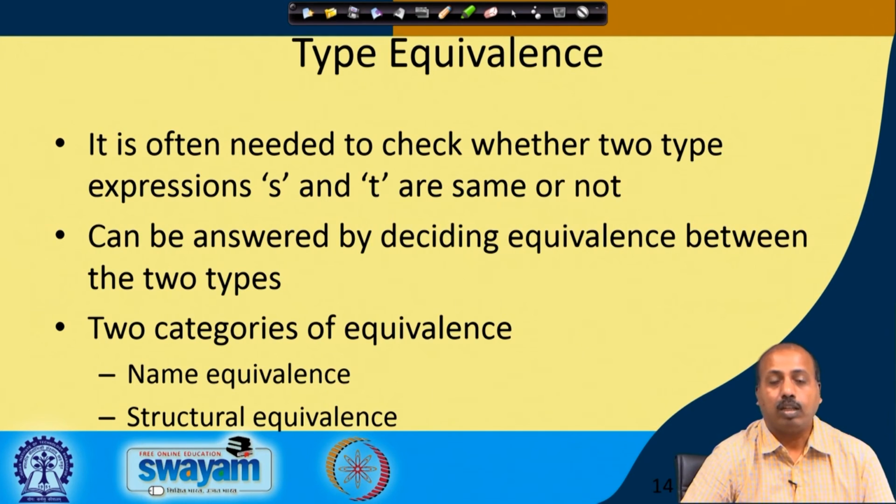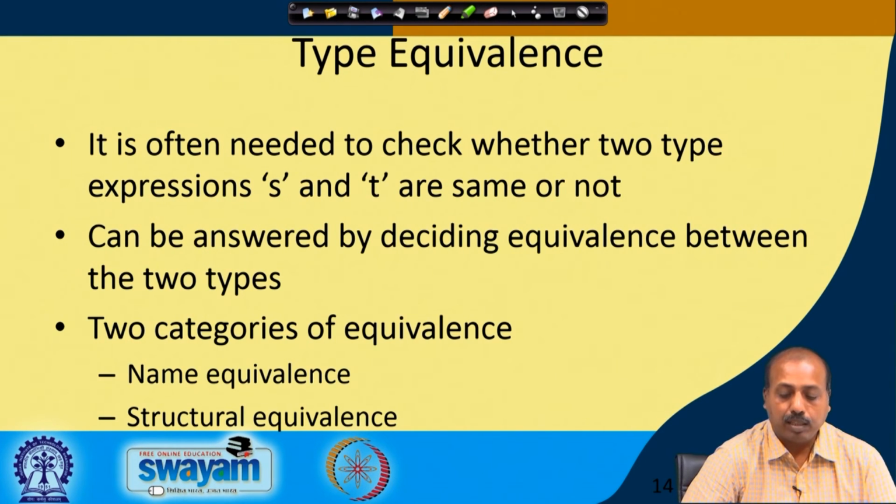Now, we can talk about type equivalency. Sometimes it is needed to check whether two types S and T are the same or not. We can answer this by deciding equivalency between the two types, and there can be two categories: one is called name equivalency, another is called structural equivalency. The equivalency check is necessary because many times, for an expression like if x equals y, x and y may apparently be of different types, but we want to see whether they are of some equivalent type or not.